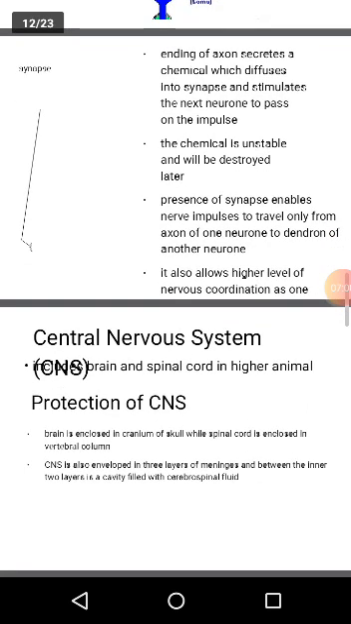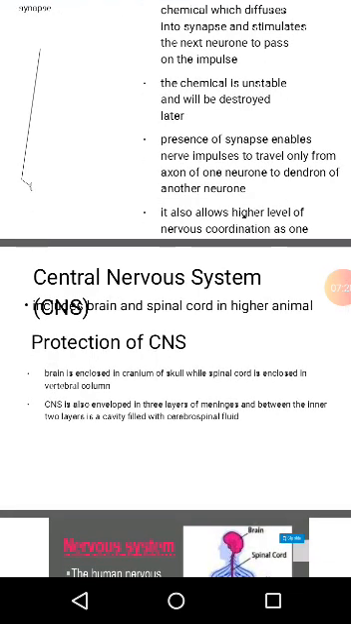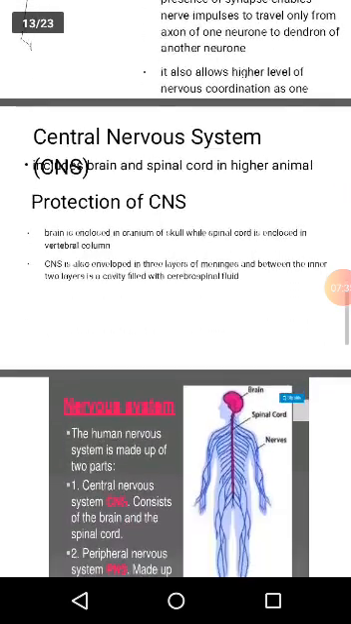In this slide, you can see the structure of the synapse and the other associated nerves. The ending of the axon secretes a chemical which diffuses into the synapse and stimulates the next neuron to pass through the impulse. This chemical is unstable and will be destroyed after completing its task. The presence of a synapse enables the nerve impulse to travel only from one axon to one neuron, to dendron, to another neuron. It also ensures a high level of nervous coordination.